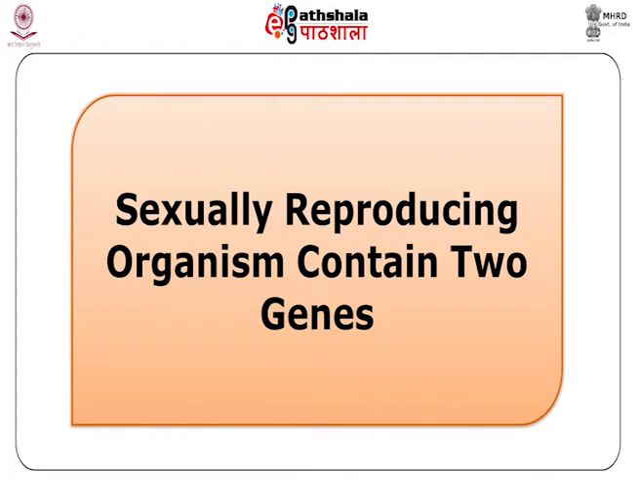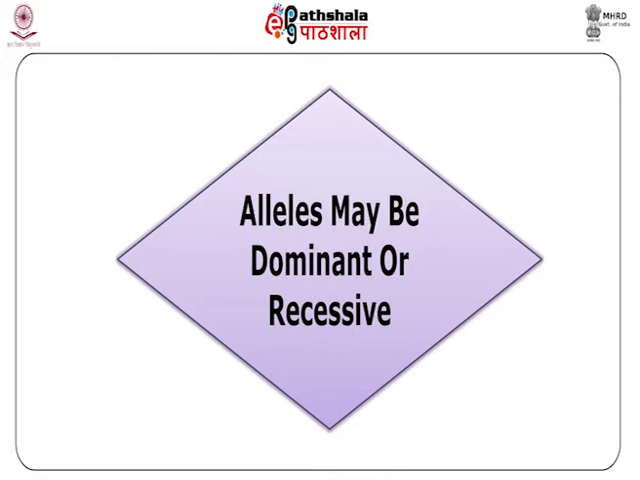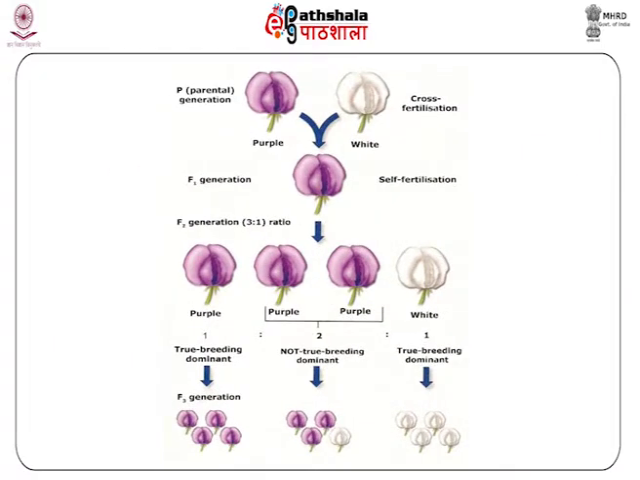As we have already discussed, a sexually reproducing organism contains two genes or alleles for every trait. These alleles may be dominant or recessive. Recessive trait: a trait which is unable to express itself until and unless it is present in both the alleles is called a recessive trait. In pea plants, white color in flowers, denoted by small p, is a recessive trait since it will be present only if both the alleles code for white color.